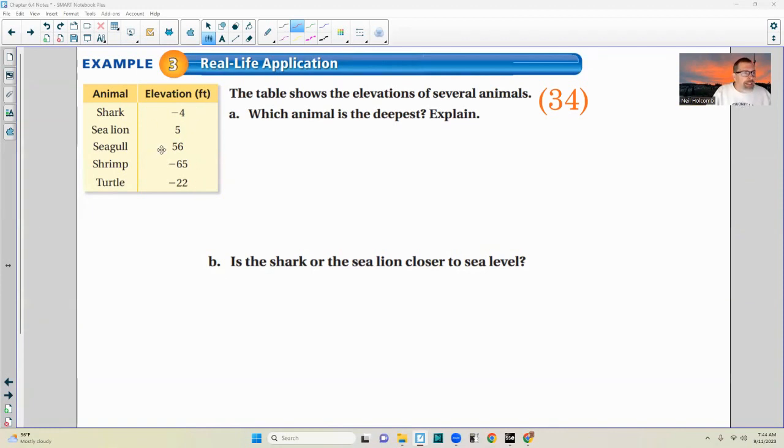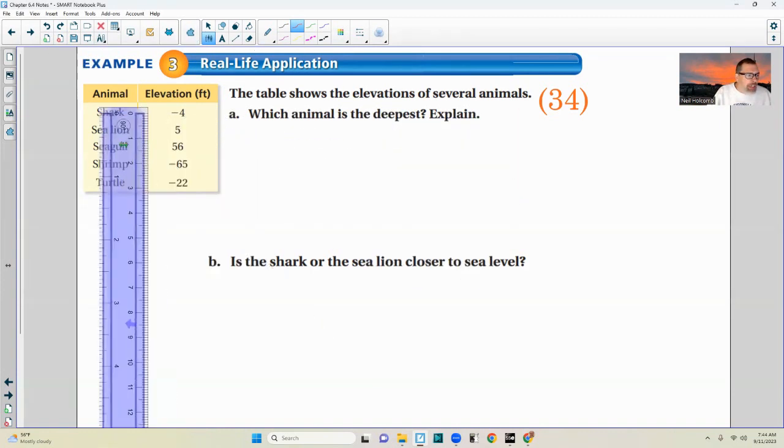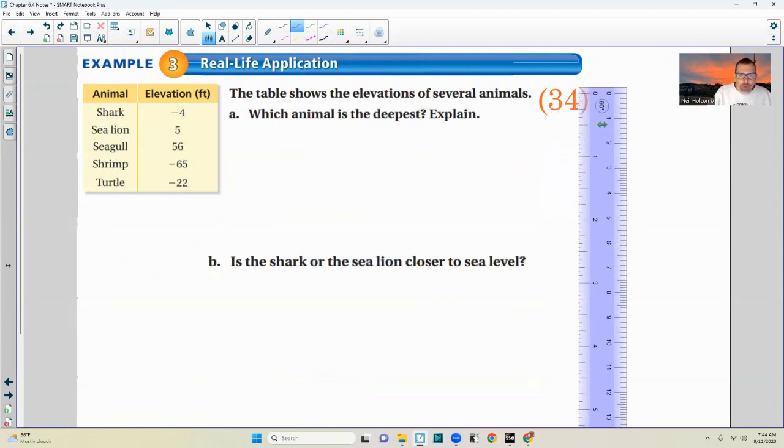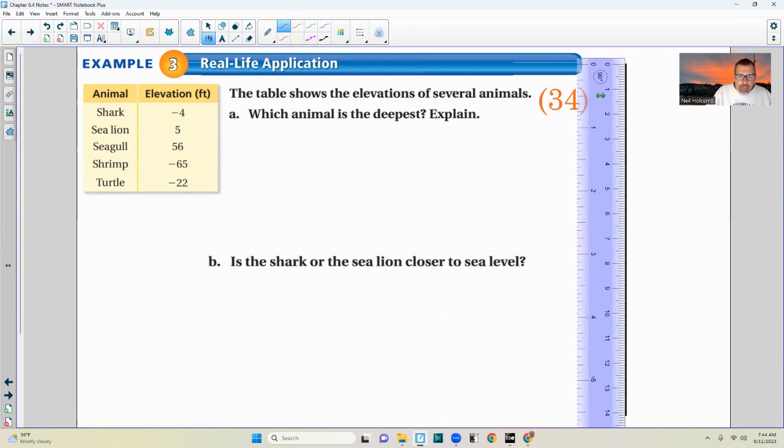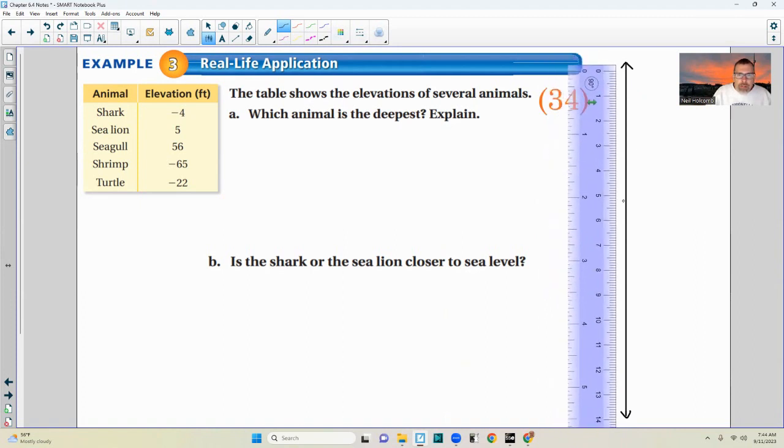Okay, so this is the table they gave us, and it says which animal is the deepest, explain. So again, you want a number line, but this time, since it's talking about depths and elevations, we're going to do a vertical number line. So I'll do it over here. Okay. So I'm going to draw a vertical number line with my ruler with arrows going both directions. And then I'm going to put marks every centimeter.